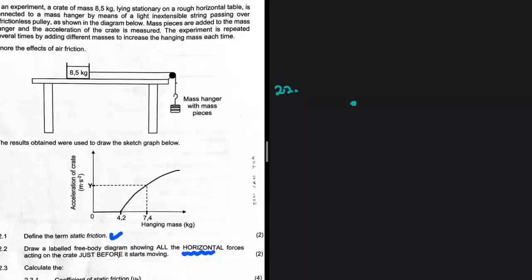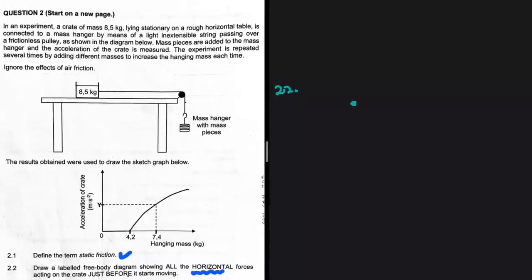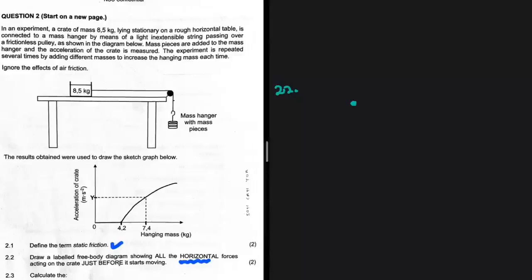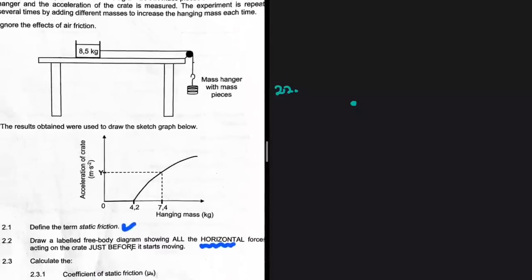So, free body diagram for this object. Let's read through the question statement and see what is happening. In an experiment, a crate of mass 8.5 kg lies stationary on a rough horizontal table. So already we know that we are supposed to have friction, right? Because it acts horizontally. It is connected to a mass hanger by means of a light inextensible string passing over a frictionless pulley, as shown in the diagram below. Mass pieces are added to the mass hanger and the acceleration of the crate is measured. The experiment is repeated several times by adding different masses to increase the hanging mass each time. Ignore the effects of air friction. So that is the information we have.